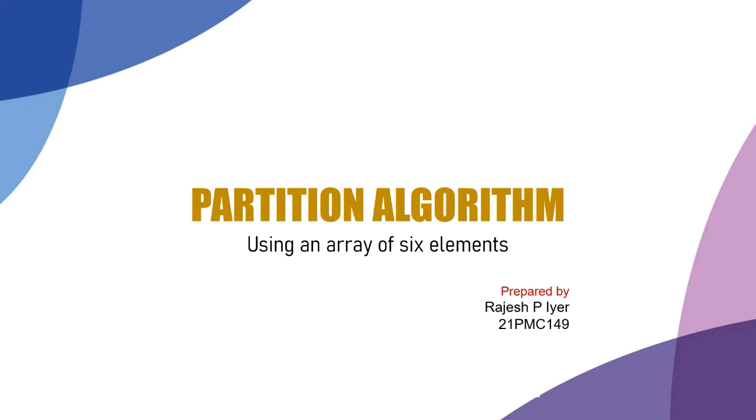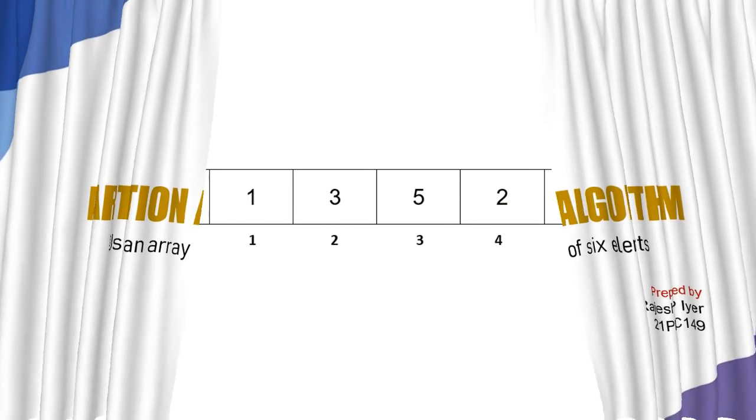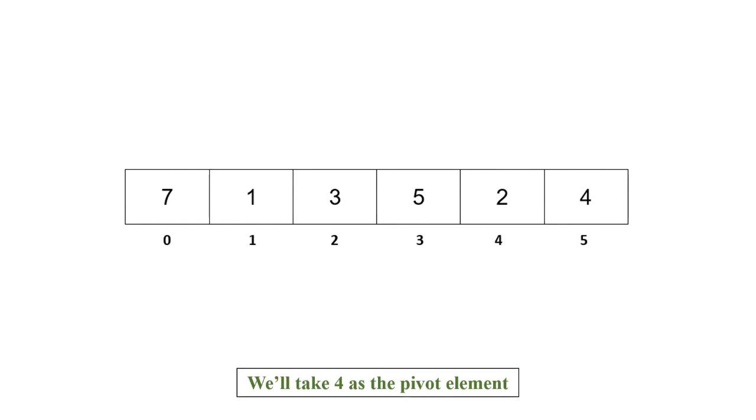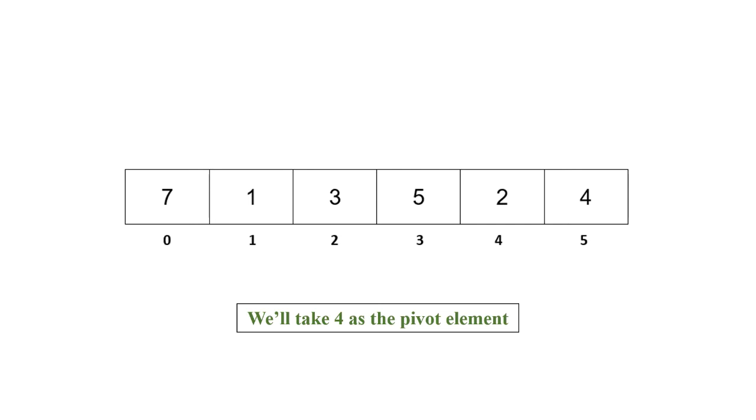We are going to discuss the partition algorithm using an array of 6 elements. Let's make it as simple as possible. Let's take the last element, that is 4, with an array index of 5, as the pivot element.